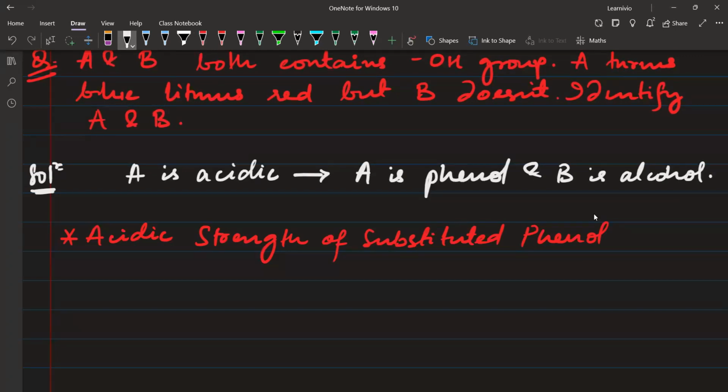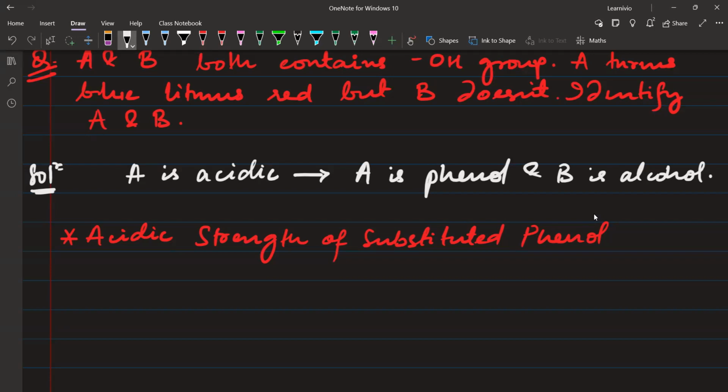Now, what we have learned till here is it's all going to depend on the conjugate base. Conjugate base, it is having negative charge. So anything which increases the negative charge will decrease the acidic strength because it is going to destabilize the phenoxide ion. Anything which decreases the negative charge, it will increase the stability and it will increase the acidic strength.